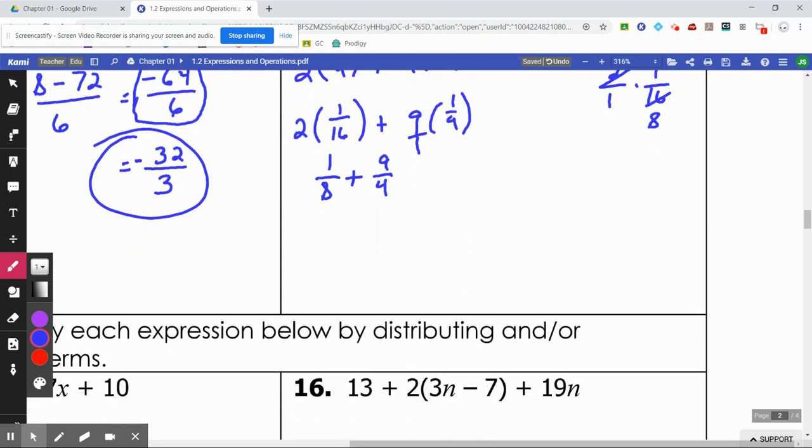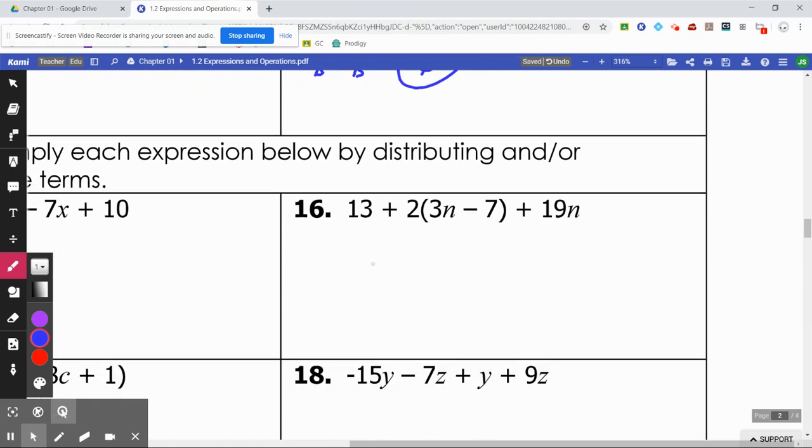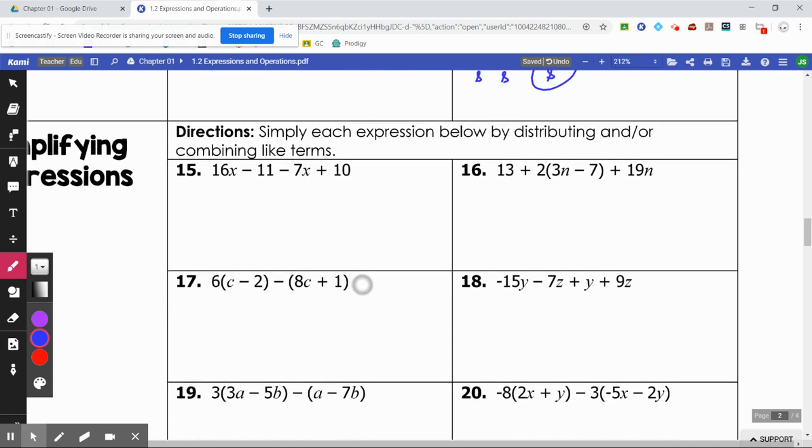Before you can add these together, you need common denominators, which for 8 and 4, your common denominator is going to be 8. So this can stay 1 over 8. Multiply top and bottom by 2. That'd be 18 over 8. 1 plus 18 would be 19 over 8. That will not reduce, and if you try to divide it, it'll be a decimal anyway, so let's just leave it as 19/8.